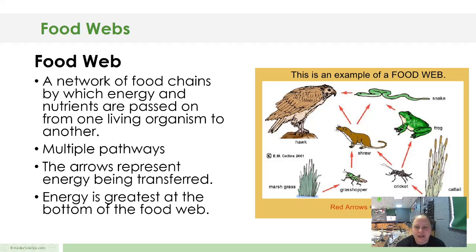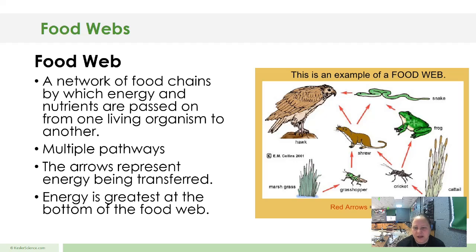So an example of a food web over here on your right: at the bottom, it starts with your marsh grass and your cattails. That energy is then transferred to crickets and to grasshoppers. Then the grasshopper's energy is transferred to the shrew. Then the cricket's energy could be transferred to the frog or the shrew. And then the shrew's energy could be transferred to the hawk or the snake. And the frog's energy is transferred to the snake.